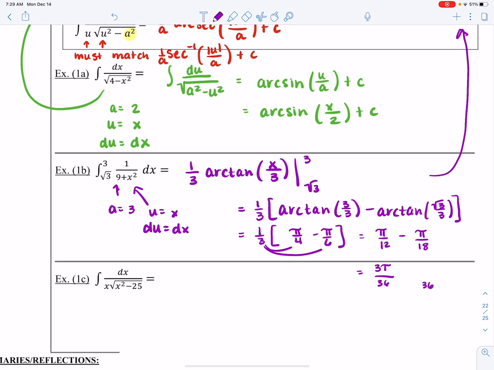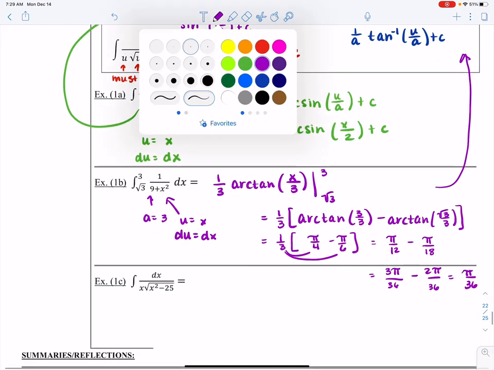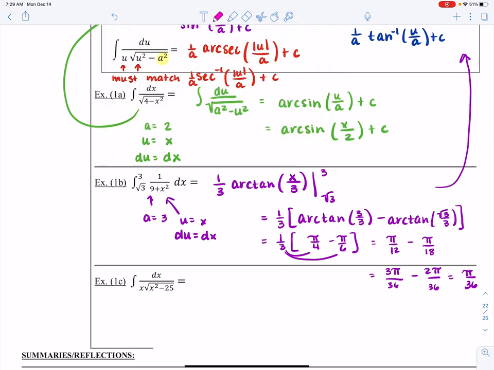Multiplying by 3 in the numerator, multiplying by 2 in the numerator to give us a final answer of pi over 36. And just while we're following the pattern here and doing one of each kind, this last one here, 1c, is following our arcsecant pattern. So notice I've got my variable squared, and then I have an a squared.